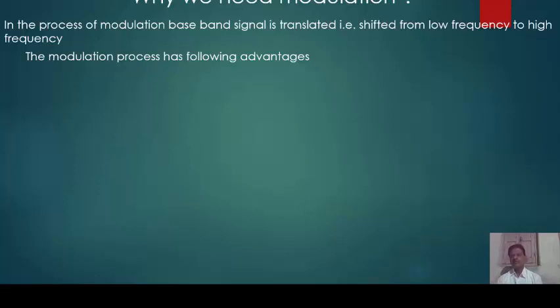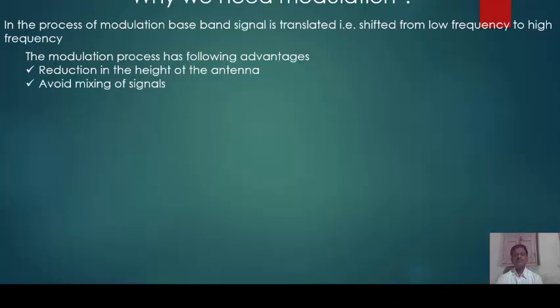We need modulation. So let us see the advantages of modulation. There are different types of advantages. The first one is reduction in the height of the antenna.